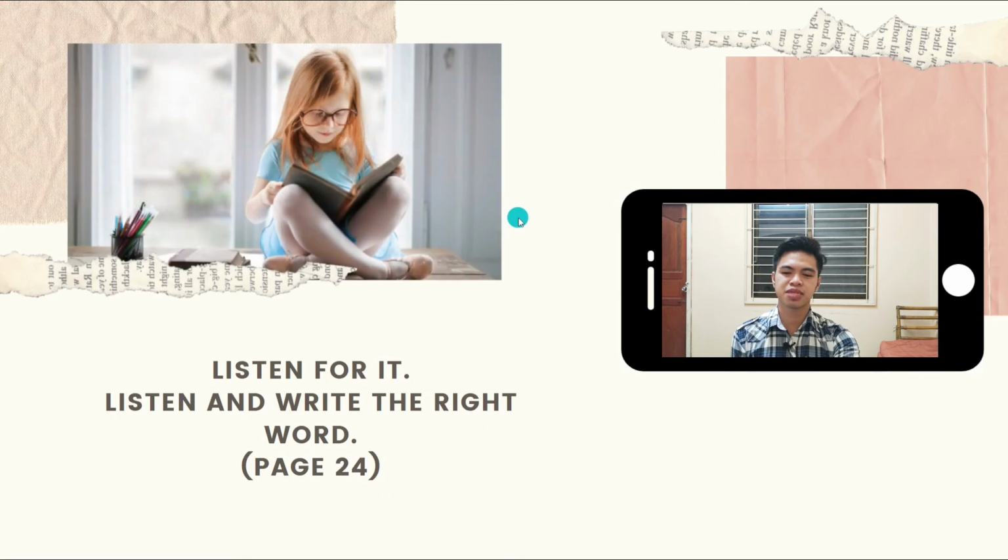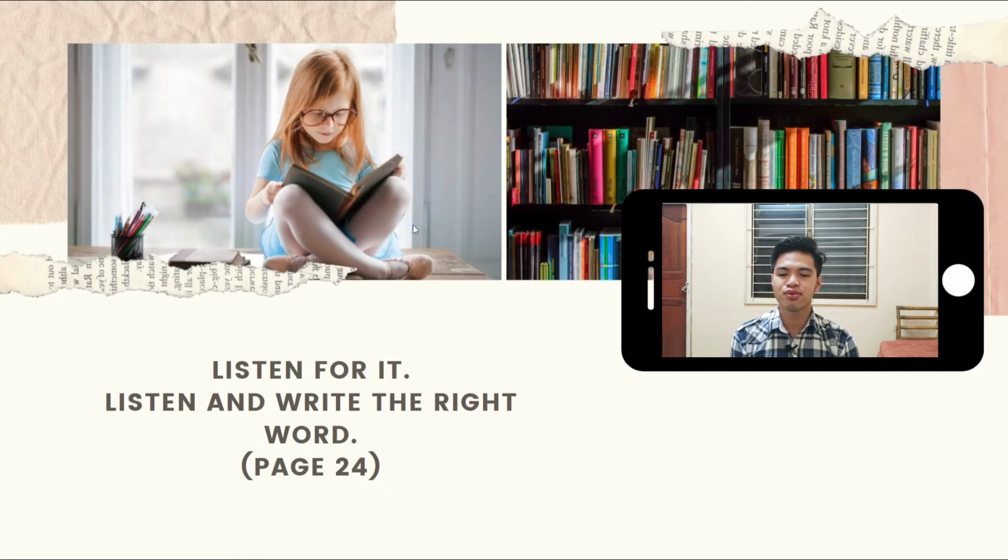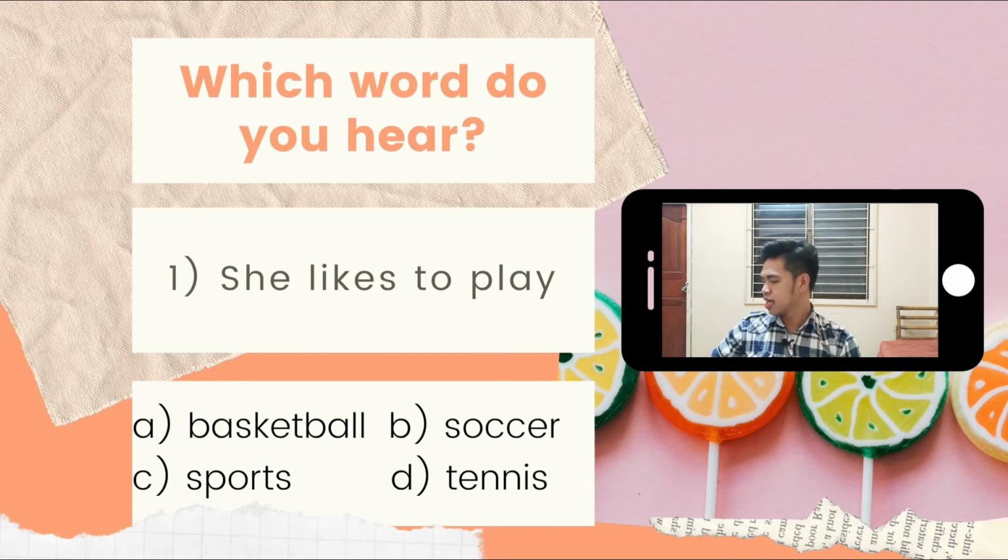So let's go to the next part. We're going to do listen for it. It's still in page 24. We're going to listen and write the right word. So listen to Teacher Lance as I read the sentence and then you're going to write the right word, okay? Number 1. Are you ready, kids? I'm going to read a sentence and then you're going to choose from A, B, C, or D. Of course, you have to write the entire word, okay? So let's go.